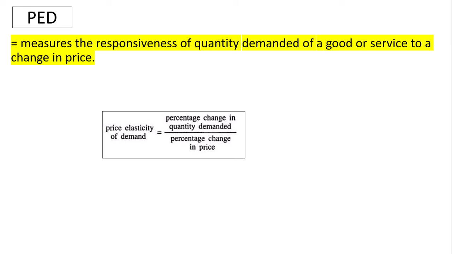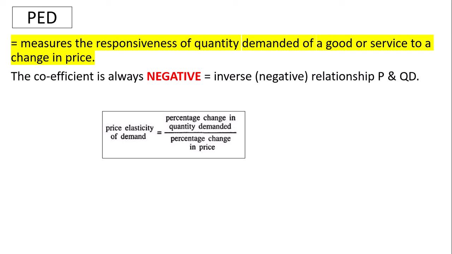Okay. You should also know what the coefficient, i.e. the answer, is always. So hopefully in your head you're able to tell me that the coefficient is always negative. Okay, and it's always negative because there's an inverse relationship between price and quantity demanded. Okay, as the price of a product goes up, the quantity demanded that consumers have decreases.